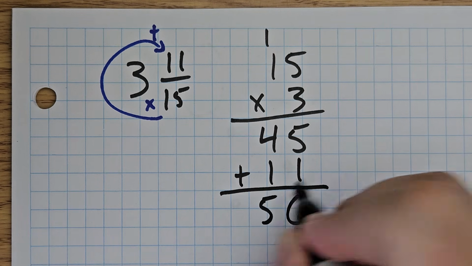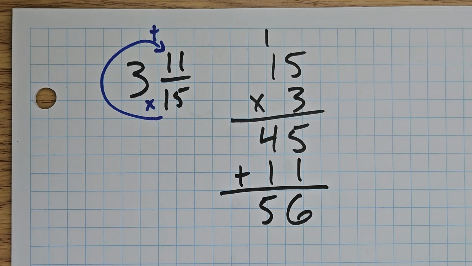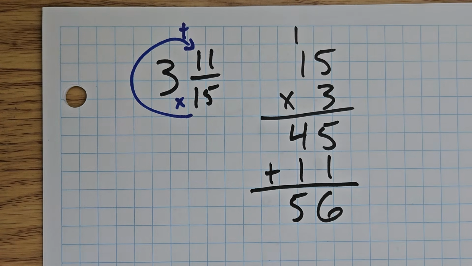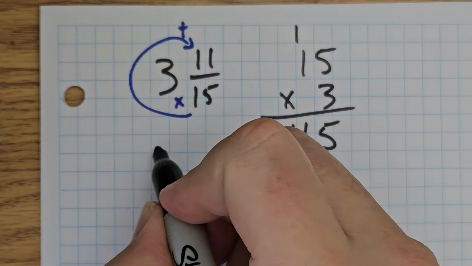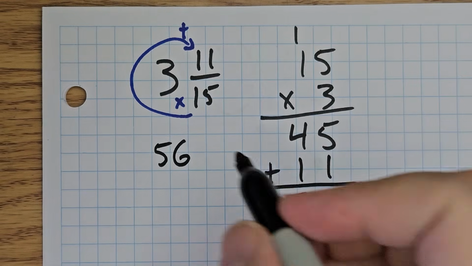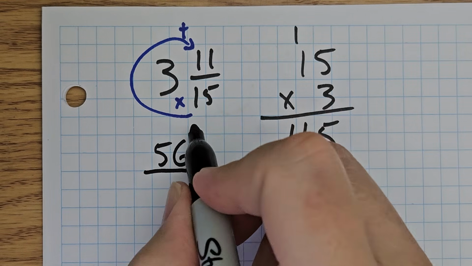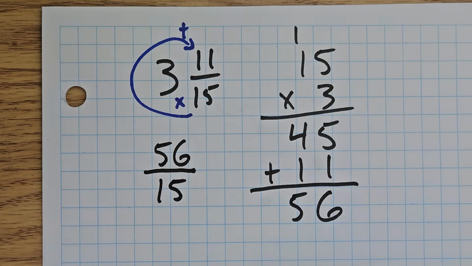with a 6 and a 5, and that gives me 56. So 56 is going to be the numerator of my answer, and the denominator stays the same.